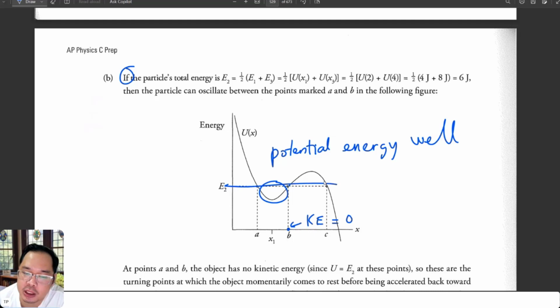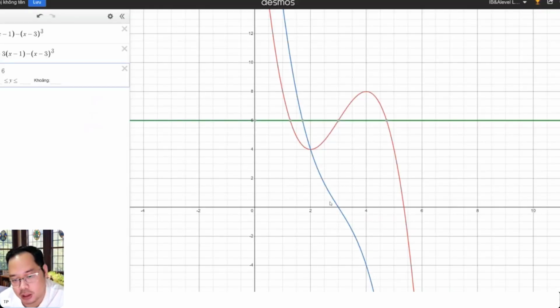So question B here is a different case. We don't have this kind of part of the graph. Just go down and up here, and the kinetic energy decreases until 0 here.